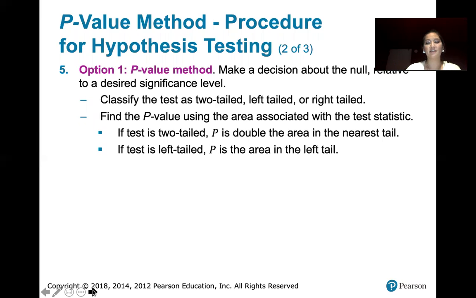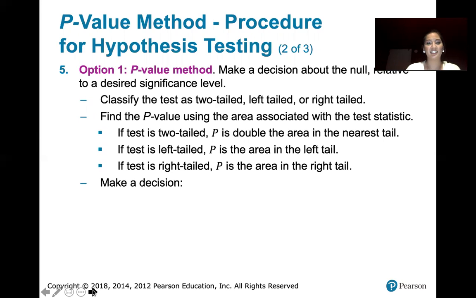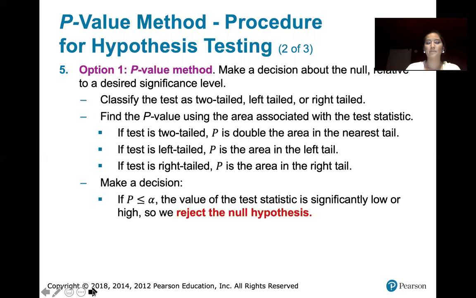If the test is left-tailed, p is the area in the left tail beyond the test statistic. If the test is right-tailed, p is the area in the right tail beyond the test statistic. And then we're going to make a decision. If p is less than or equal to alpha, remember what p is. These areas correspond to probabilities.